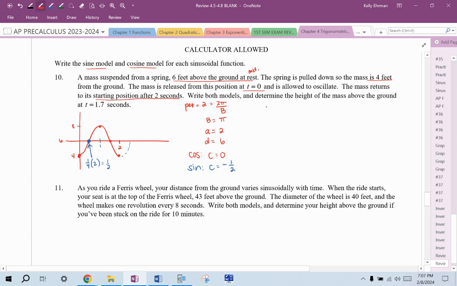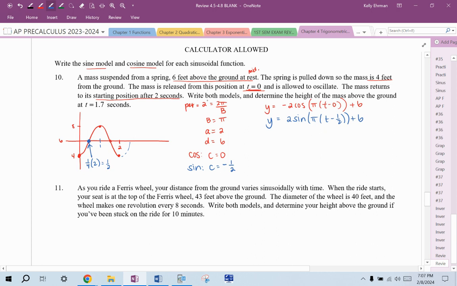So the model I'm going to write for cosine is y equals -2 cosine of pi times t minus 0, plus 6. They didn't tell me that I had to call it something other than y, but you don't want to use x because we were given t as the input. And the sine function is y equals +2 sine of pi times t minus 1/2, plus 6.